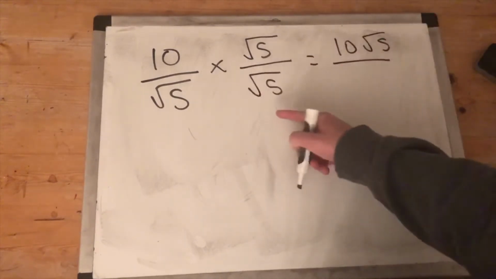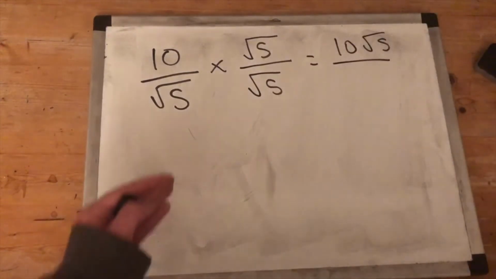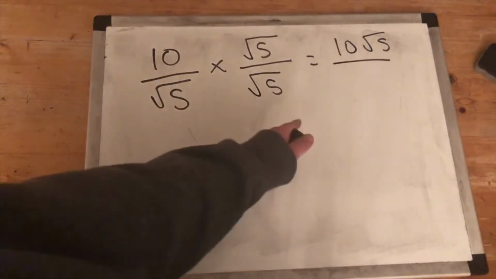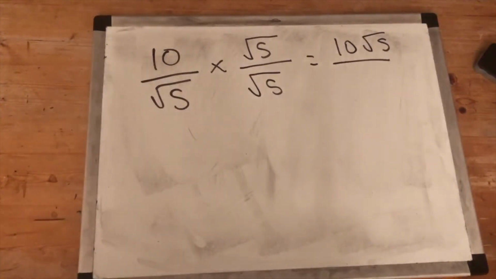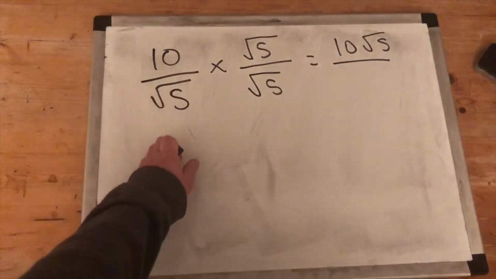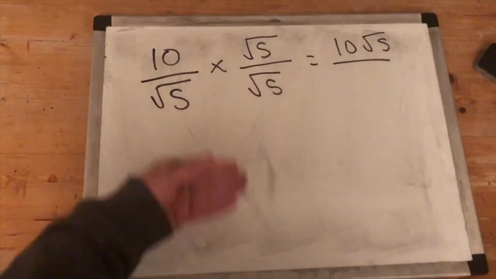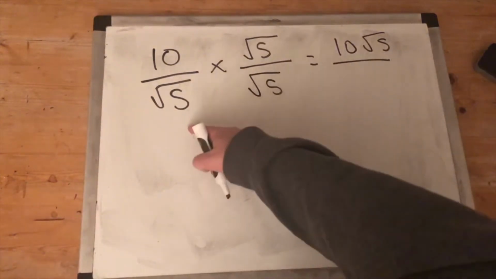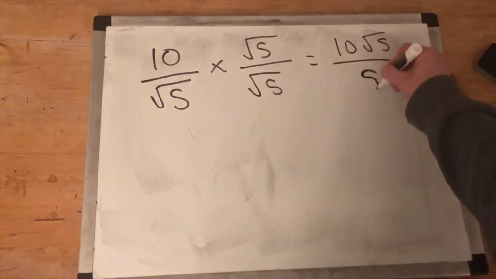Root 5 times root 5, well, here's a little trick. If you do root 5 times root 5, it's going to be 5. Root 4 times root 4 is going to be 4. Root 10 times root 10 is going to be 10. Root 100 times root 100 is going to be 100. Root 3 times root 3 is going to be 3. A square root of a number times the square root of the same number will just get you the same number as your answer. Root 5 times root 5 is just going to be 5.